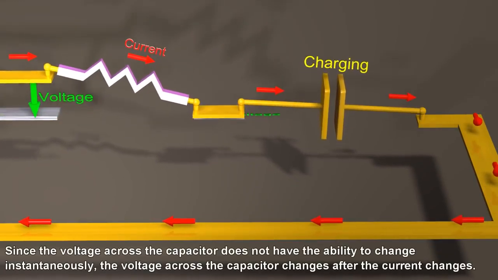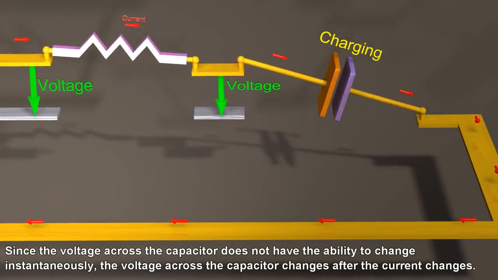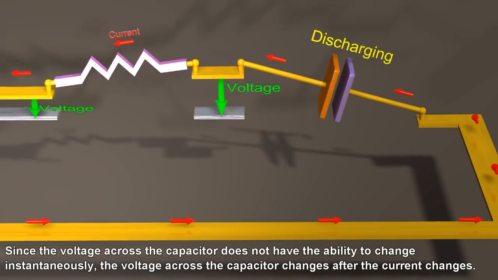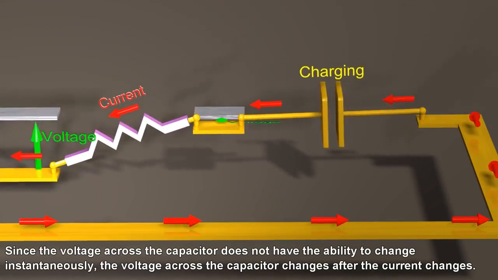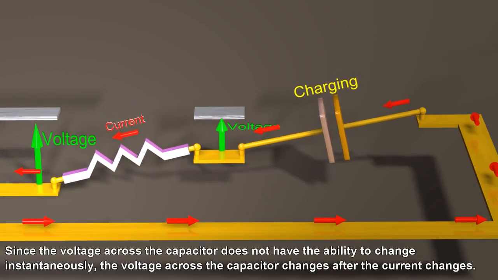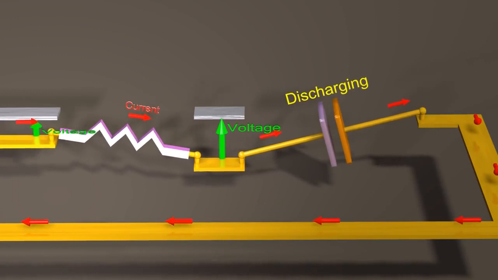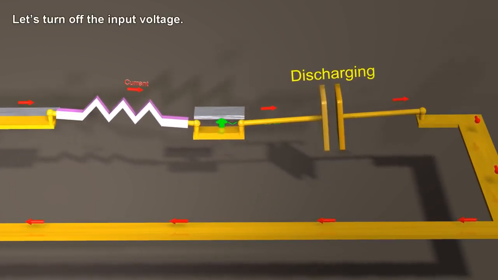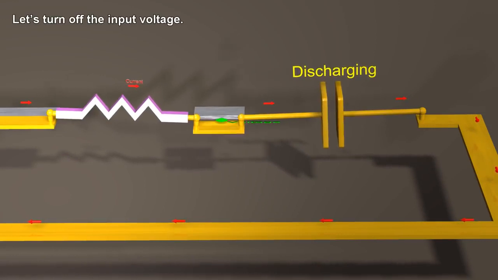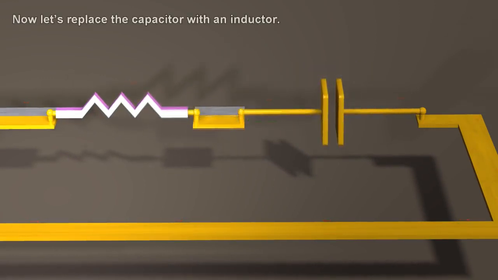Since the voltage across the capacitor does not have the ability to change instantaneously, the voltage across the capacitor changes after the current changes. Let's turn off the input voltage. Now let's replace the capacitor with an inductor.